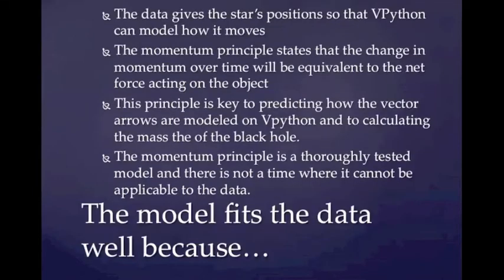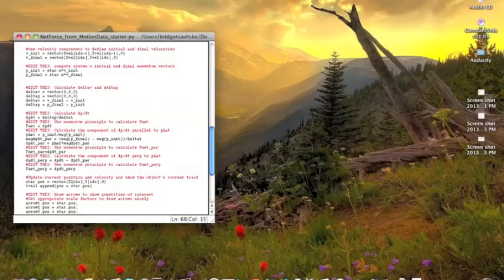The model we're comparing the data to is the momentum principle, and there is no time where it can't be applicable to this data because it's a thoroughly tested model, and it is key to predicting how the vectors are modeled in VPython. I'll go ahead and run the model. We can see what it looks like.